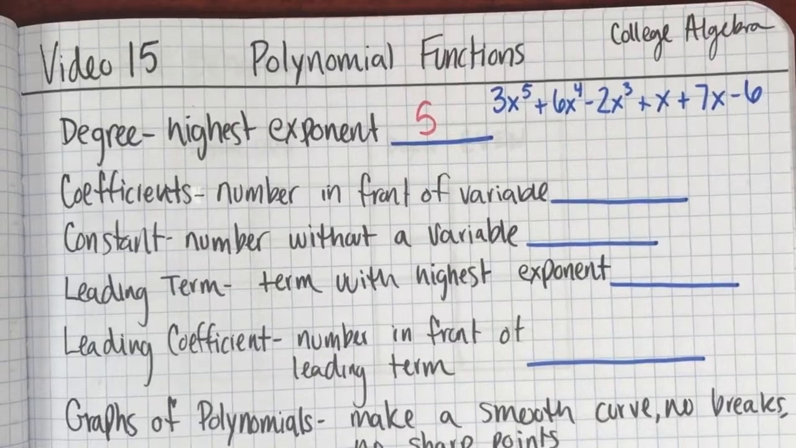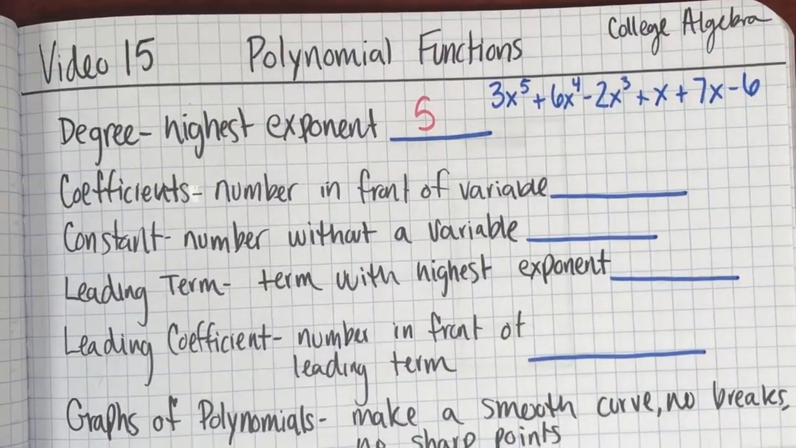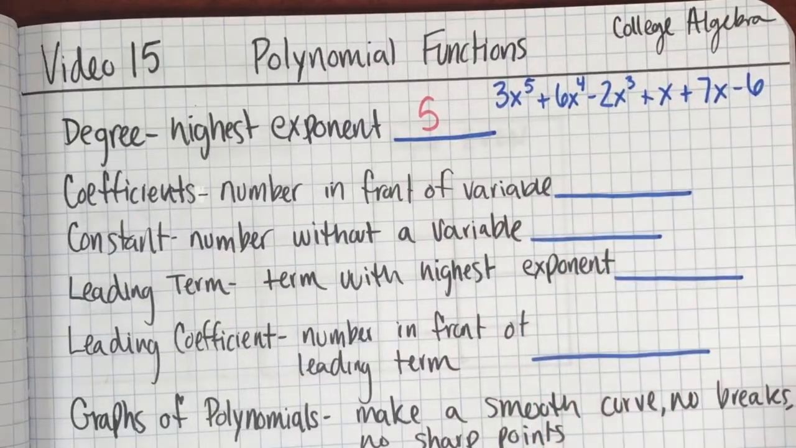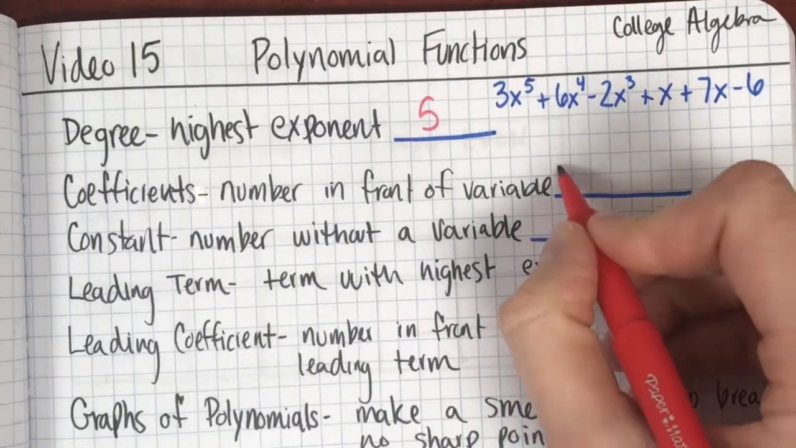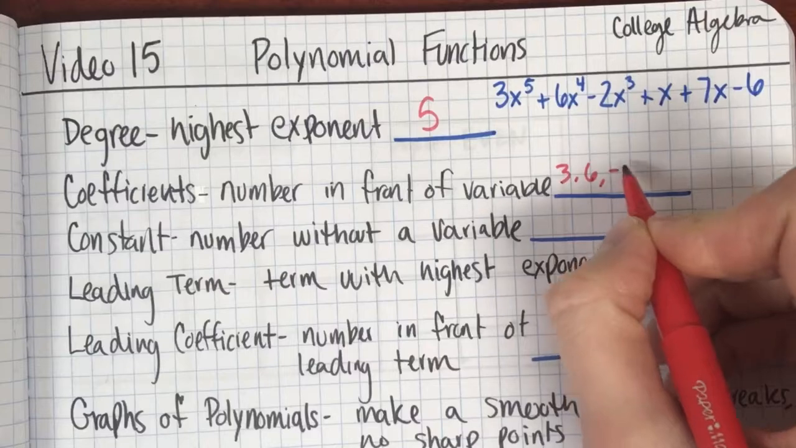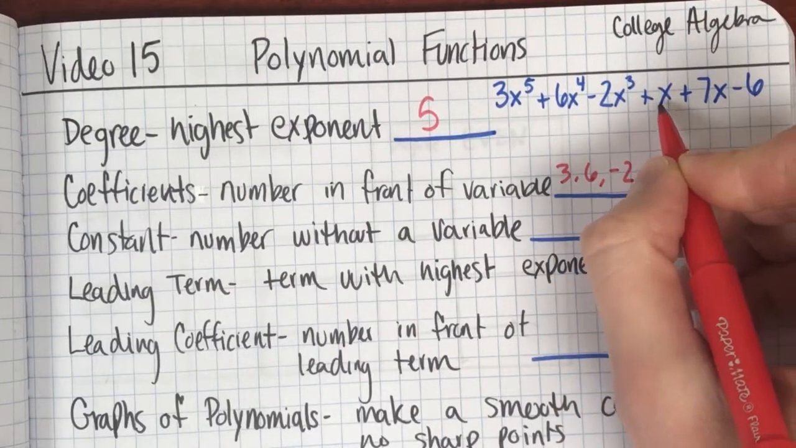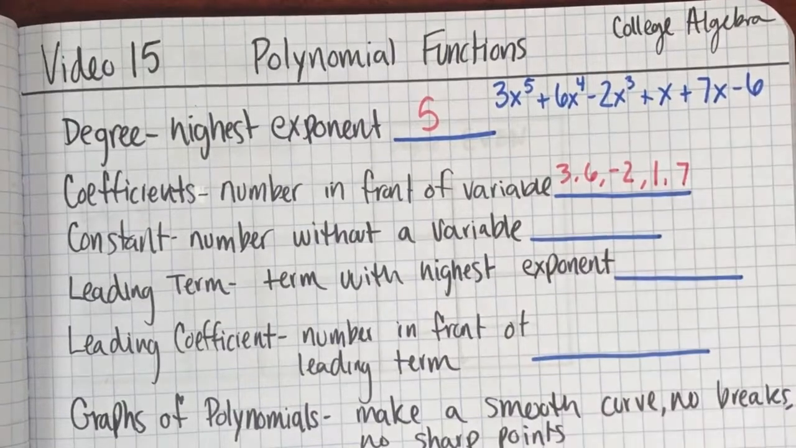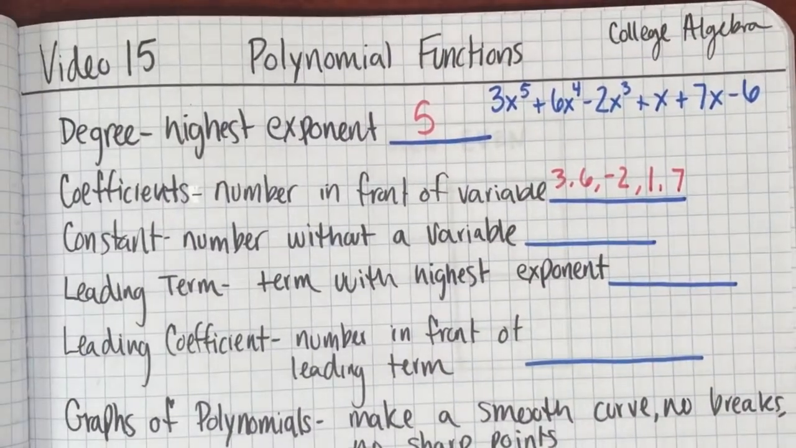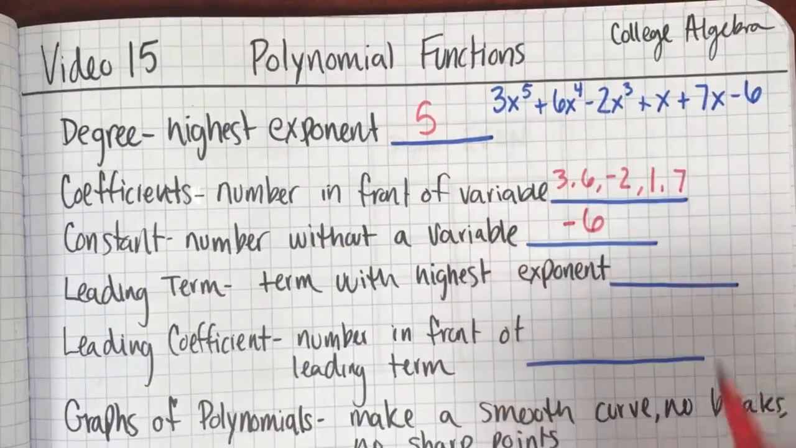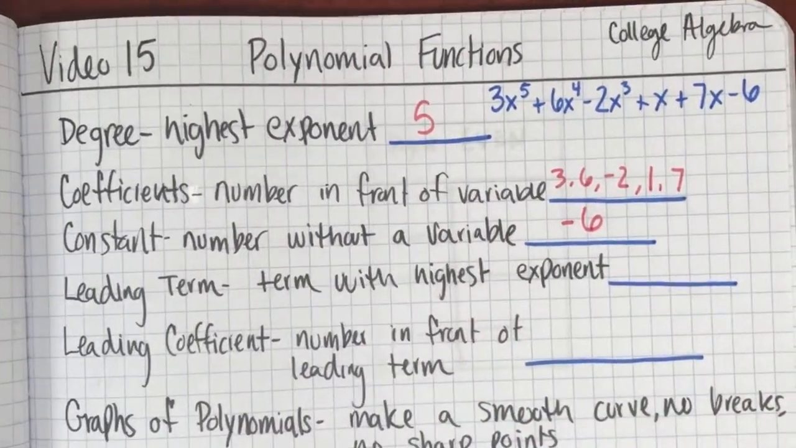Okay. The coefficients, those are the numbers in front of a variable. So we actually have 5 different coefficients. So we have 3, 6, -2, 1, okay, there's a 1 in front of that x, and then 7. A constant is the number without a variable, so our constant here is -6.